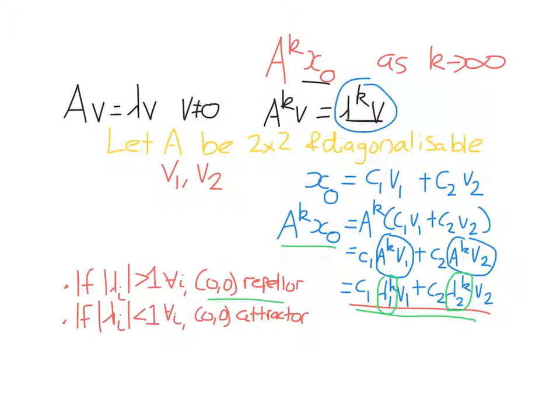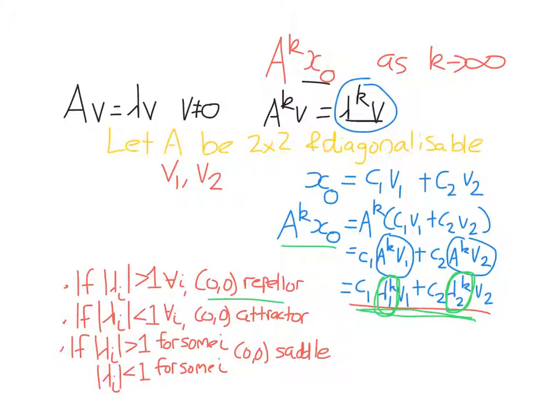So it turns out if all of the eigenvalues are less than 1 in absolute value, that means as k gets larger, this will approach 0, this will approach 0, so the whole thing will approach 0, will approach the origin, and so we say the origin is an attractor.